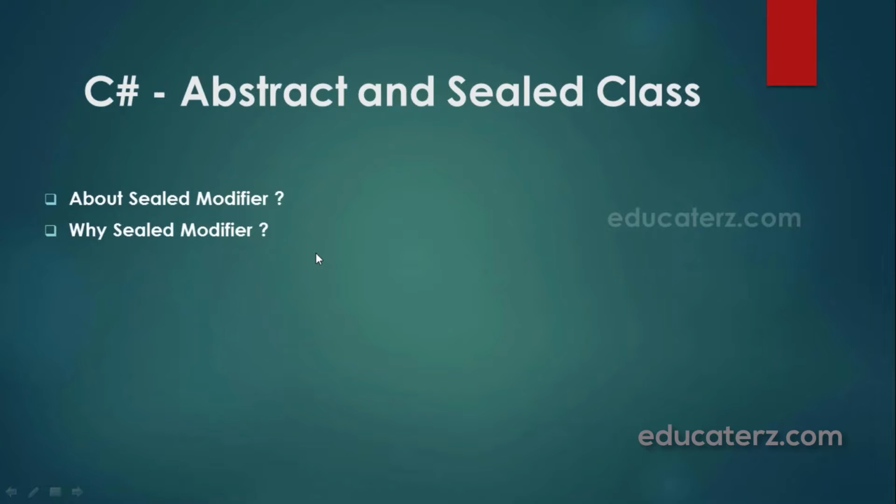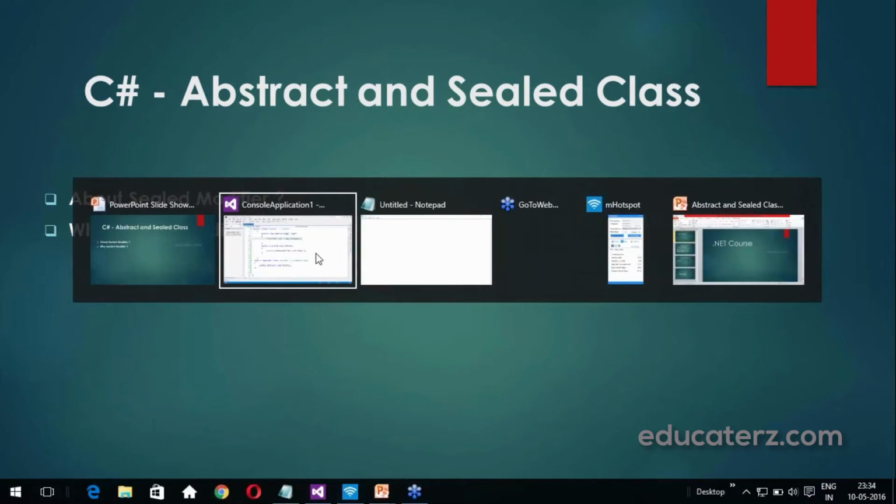The sealed modifier restricts the inheritance feature. Inheritance means acquiring the existing class features in a current class. So the sealed modifier will prevent that inheritance feature of object-oriented programming. It means that sealed classes cannot be inherited or implemented further by any classes. To implement a sealed class in programs, we need to use the sealed keyword before the class keyword. Let us show that.